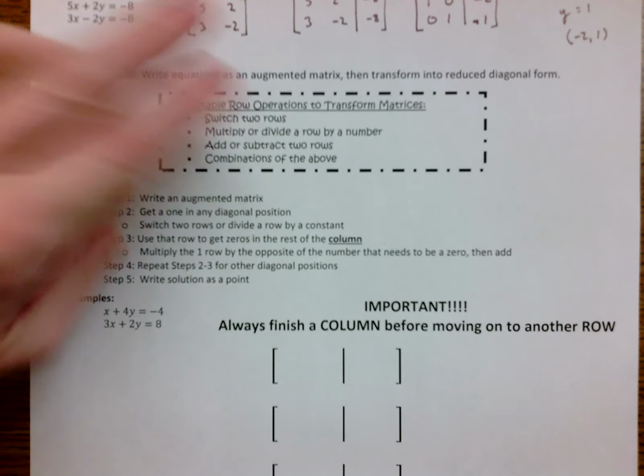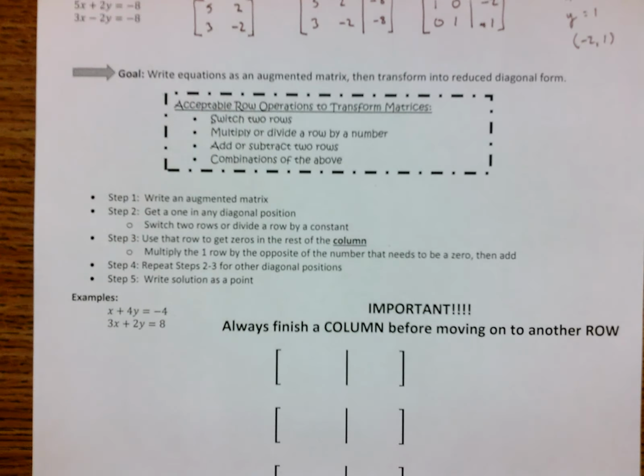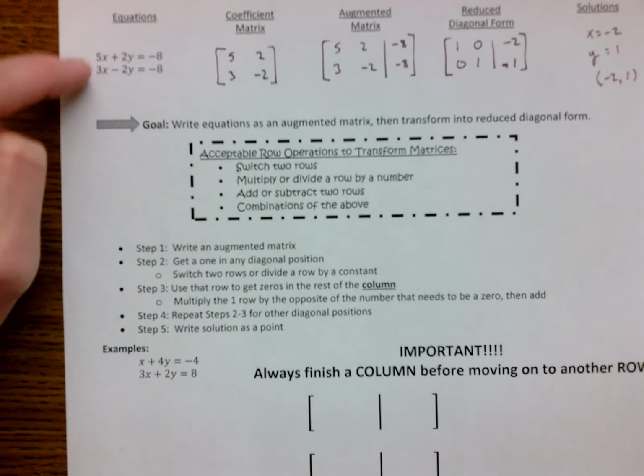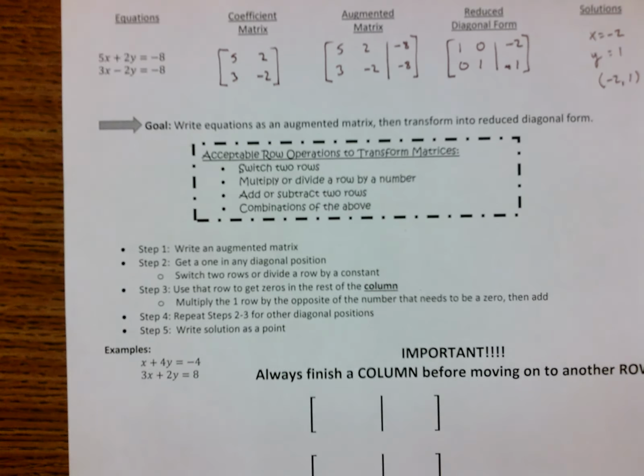Okay, so you could take the numbers in the top and the numbers in the bottom and just swap them, which makes sense because I could have just as easily written this equation, right? These systems of equations. I could have written the second equation on the top and it wouldn't change anything. Okay, so swapping rows is allowed.